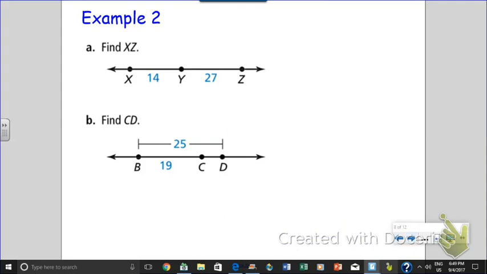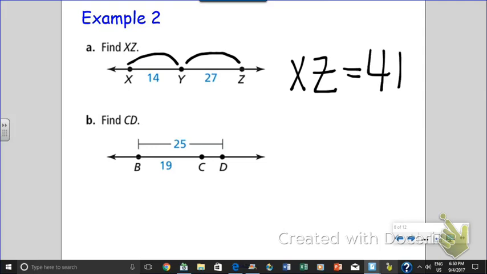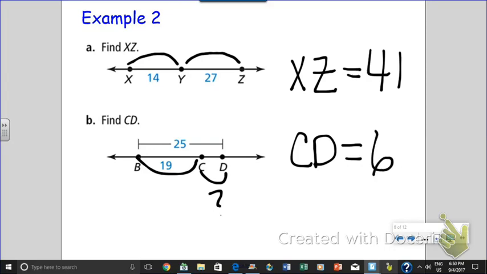is finding the length of the segment XZ. To get the length from X to Z, we simply will use the segment addition, adding the two segments together. 14 plus 27. XZ equals, notice that again no symbol above for the length of it, which would equal a total of 41. For the other one, we're finding the length from C to D. So this time we have to figure out 19 plus what number is going to equal 25. If we subtract the length from C to D, 25 minus 19, we would get 6.